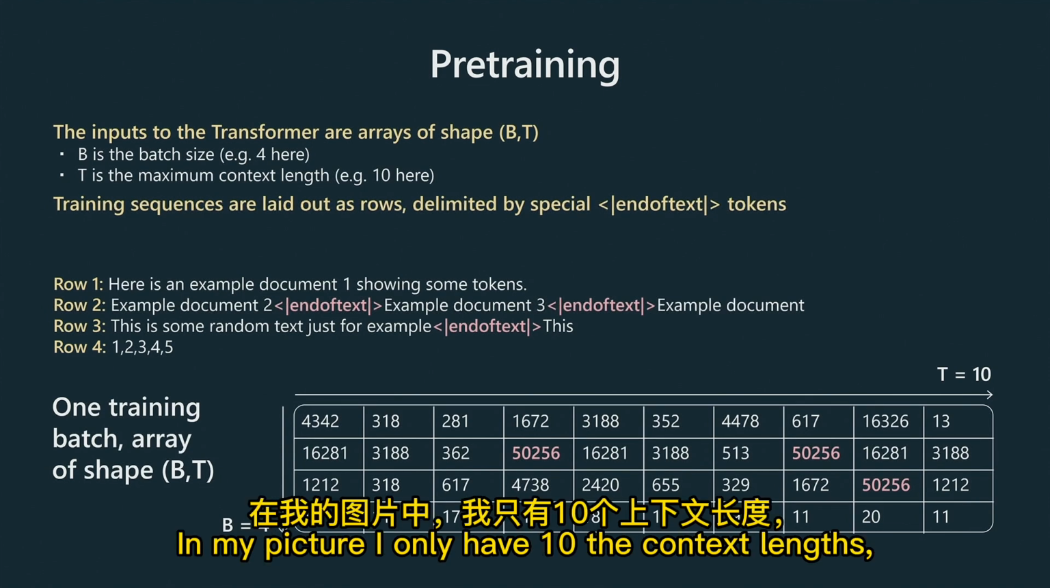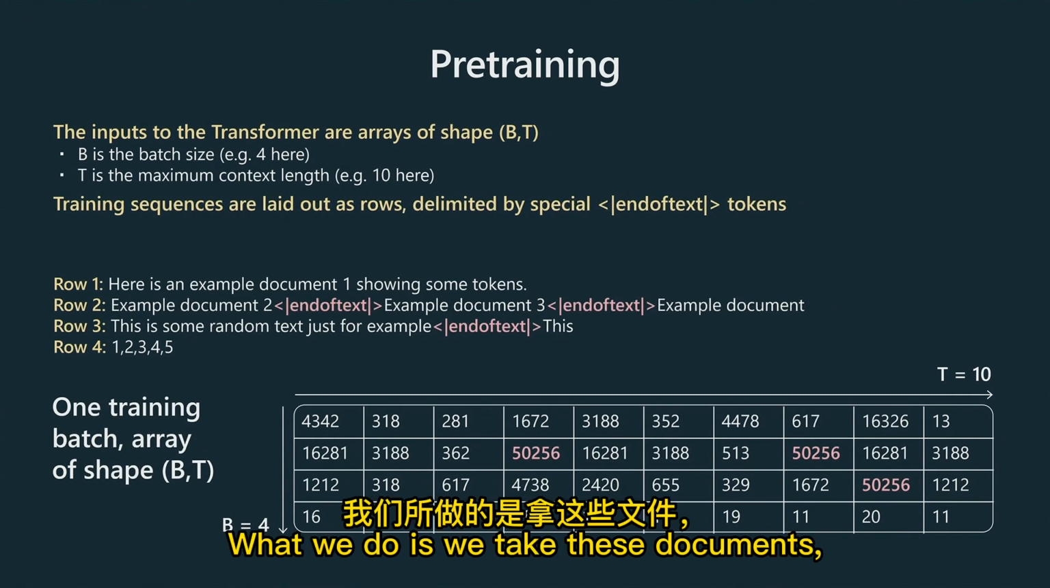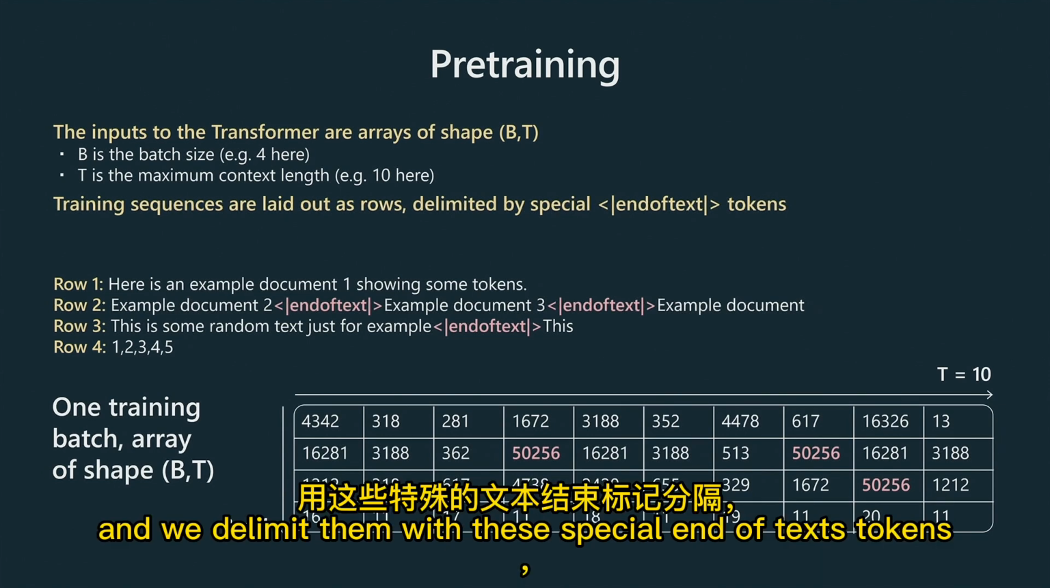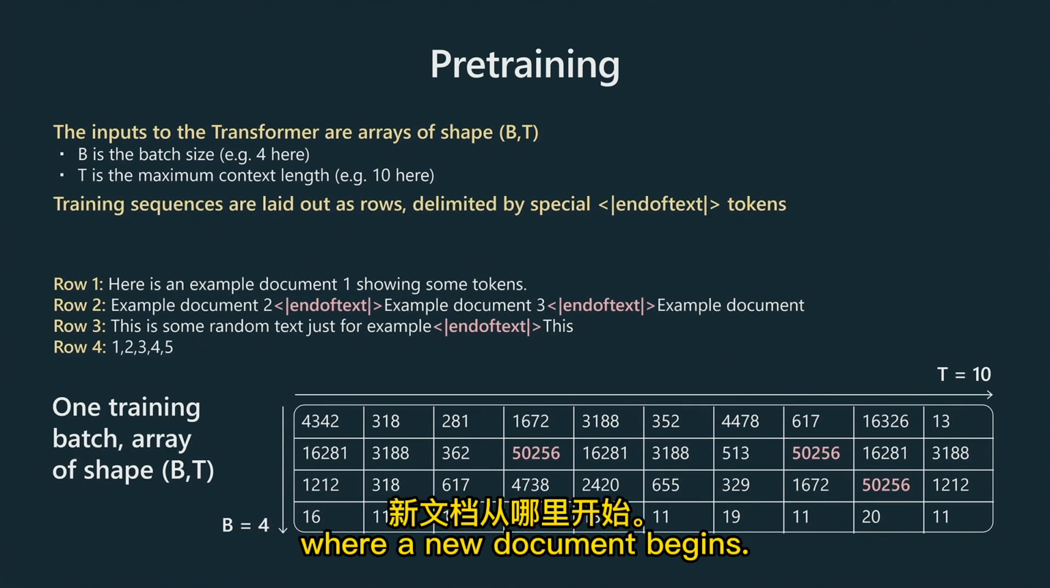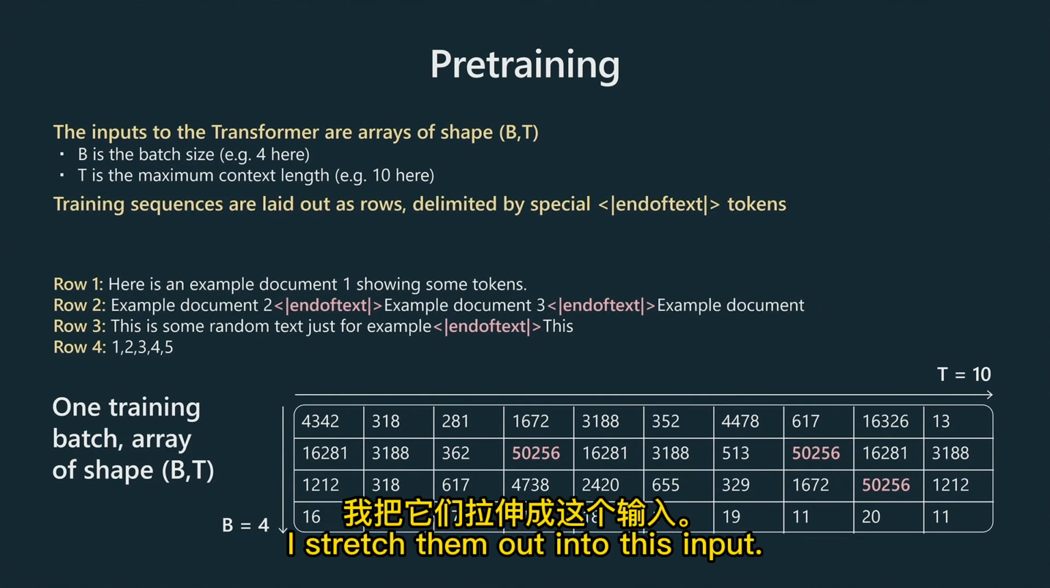In my picture, I only have a context length of 10, but this could be 2,000, 4,000, etc. So these are extremely long rows. What we do is take these documents and pack them into rows, and we delimit them with these special end-of-text tokens, basically telling the transformer where a new document begins. Here I have a few examples of documents, and I've stretched them out into this input.